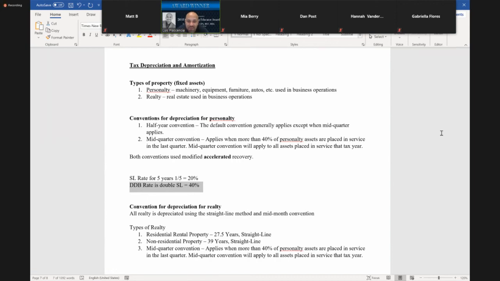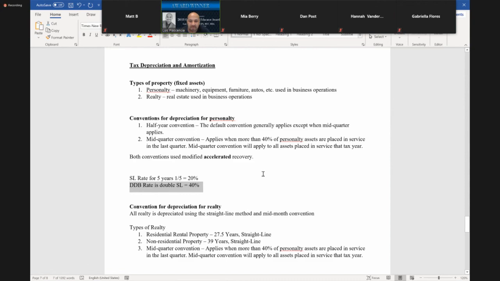What's half of 40%? Come on, you guys don't need a calculator for this. Half of 40% is 20%. That 20% is the percentage for the first year for a 5-year asset. That's how they came up with the 20%.